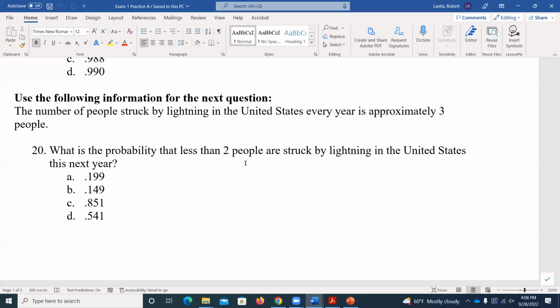Now it's as simple as, let's say I want to find the probability, oh, here it was. I see 5 people struck in the next 2 years. Well, my new lambda is 6. My X value, the number of successes I'm interested in finding the probability of, is 5. Now it's just a matter of using that equation one time. Okay.